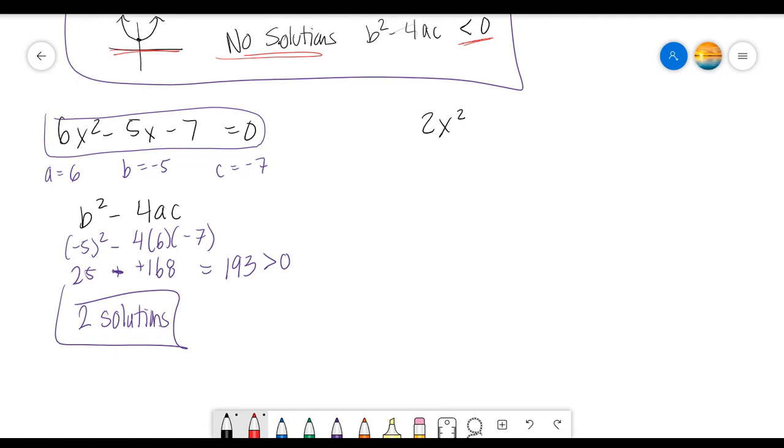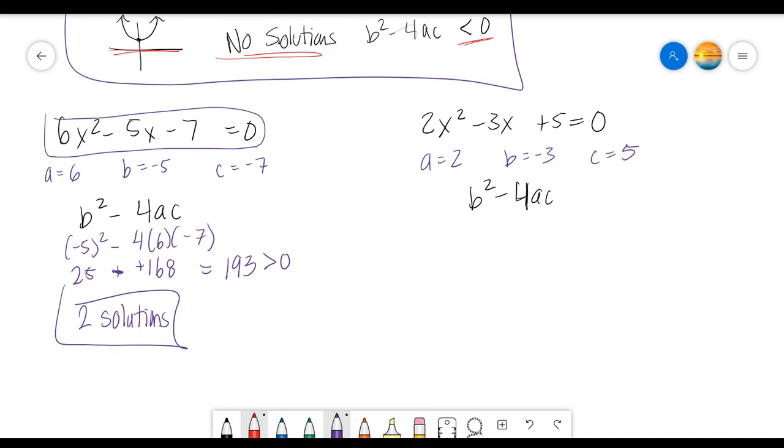2x squared minus 3x plus 5 is equal to 0. All right, we would say that a is equal to 2, b is equal to negative 3, and c is equal to 5. You would substitute those values into the discriminant, which is b squared minus 4ac. Okay, if you feel comfortable doing this, go ahead and pause the video and try it on your own. All right, let's see how we did.